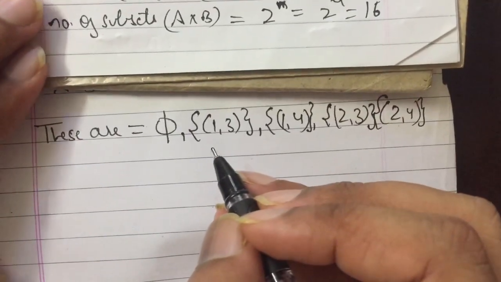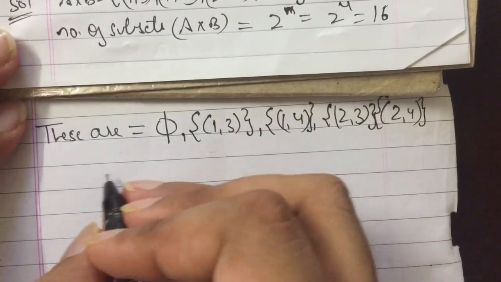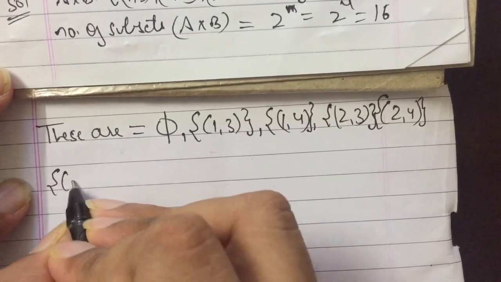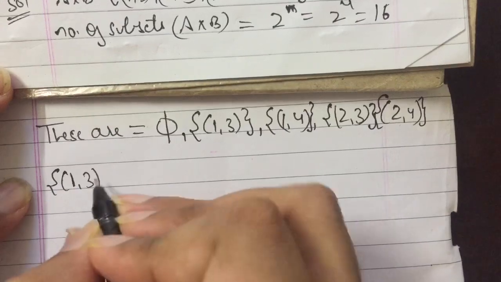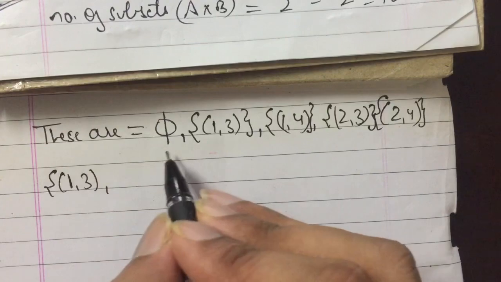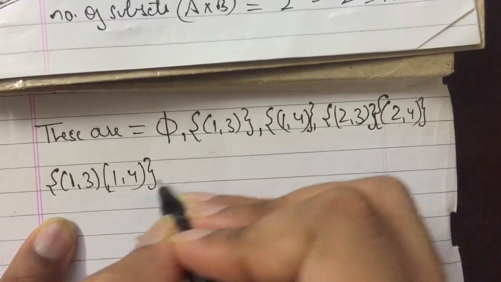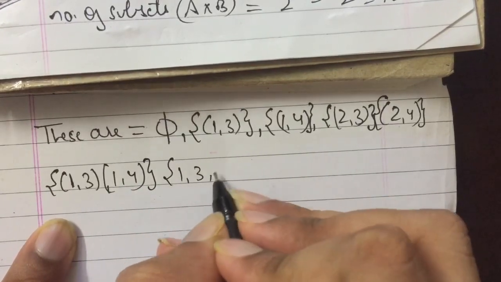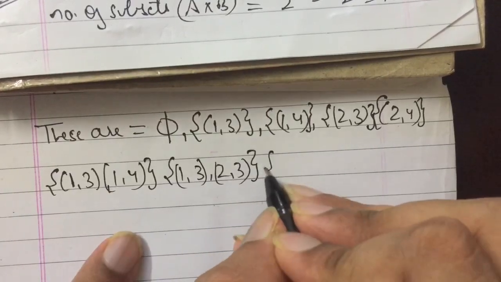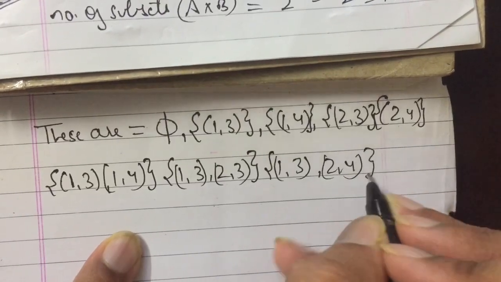Now let's take doubles. So (1,3) and (1,4). For this I am leaving a gap of a line in order to remove confusion, because it becomes quite confusing if I write it here. So (1,3), (1,4) together. Then (1,3), (2,3) together, right? Then (1,3), (2,4) together, right?